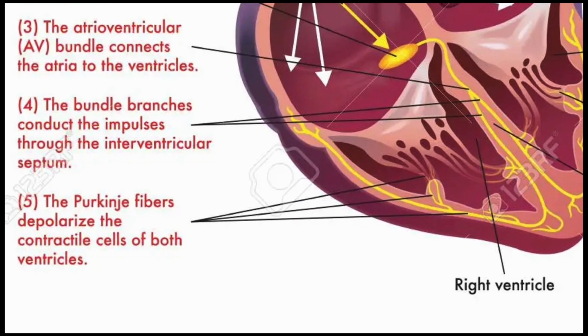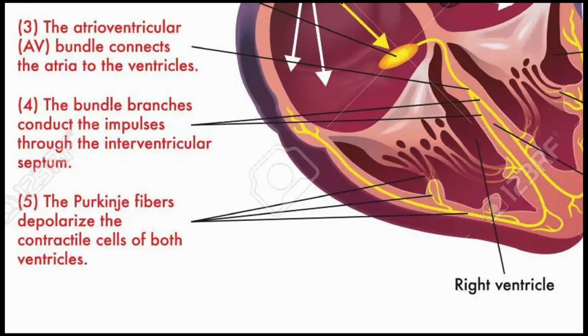Third process, from the AV node, the action potential enters the atrioventricular bundle, also known as the bundle of His. This bundle is the only site where action potentials can conduct from the atria to the ventricles. After propagating through the AV bundle, the action potential enters both the right and left bundle branches. The bundle branches extend through the interventricular septum towards the apex of the heart.